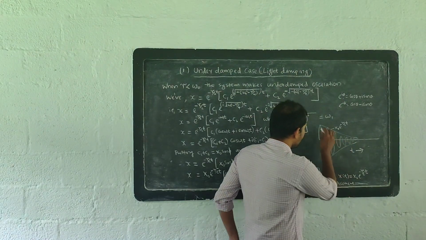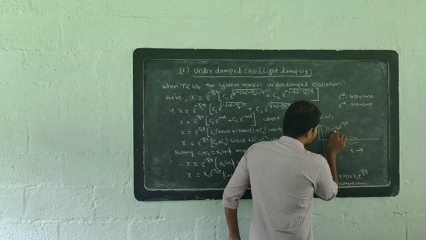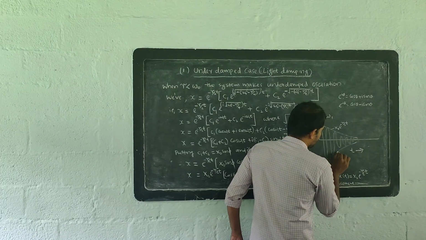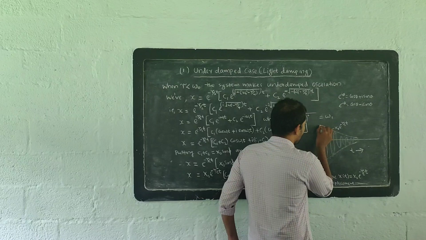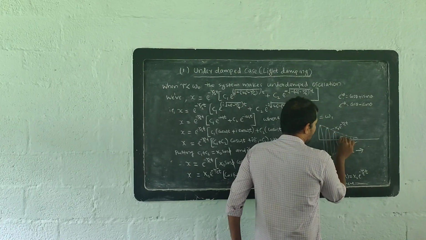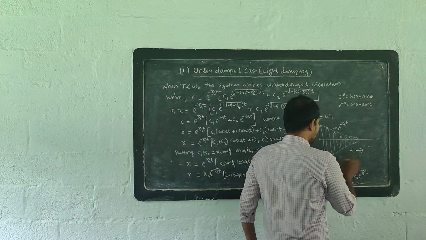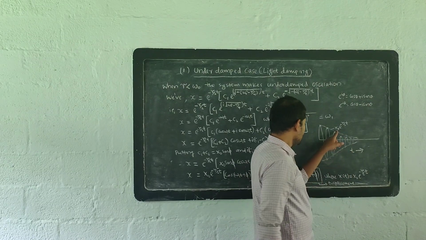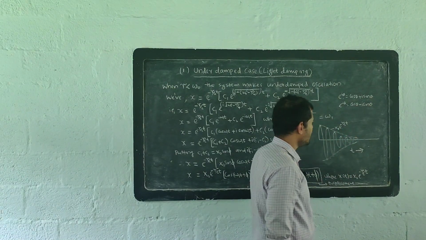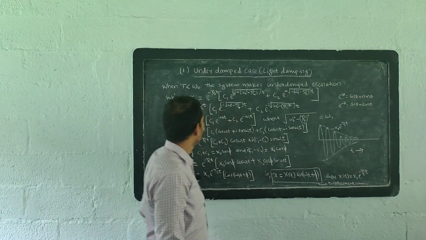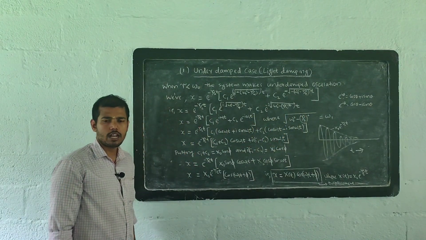Okay, here we can observe an envelope by joining the maximum displacement points. That envelope indicates the amplitude here, which is exponentially decreasing with time. Okay, that is all about the underdamped harmonic oscillator.